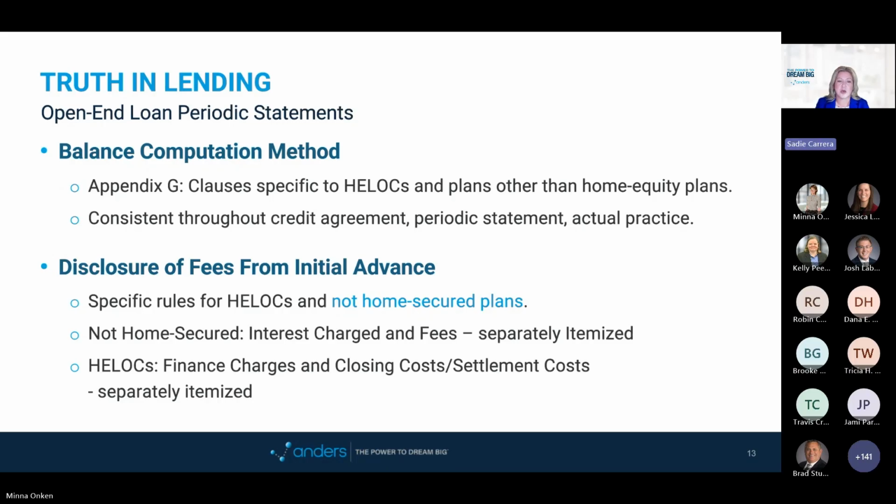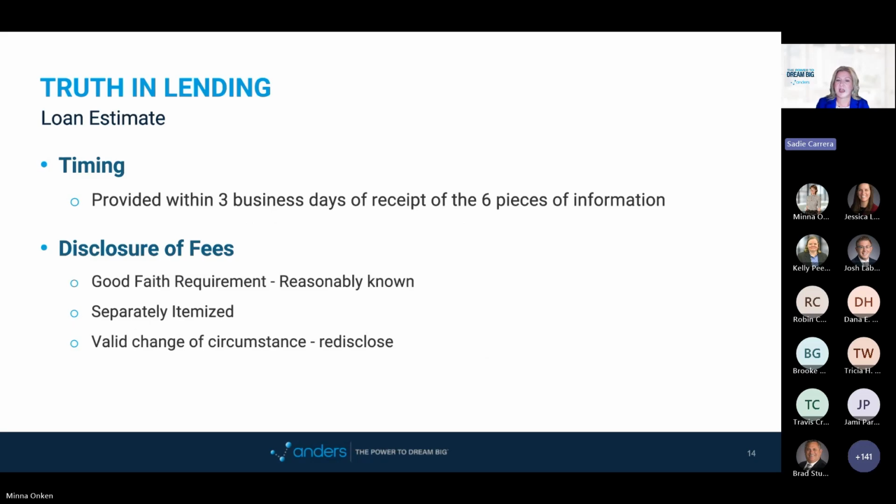That brings us to the loan estimate, which we commonly refer to as the LE. And we're going to start with the timing of LEs. The timing for LEs is kind of still an issue we're seeing during our reviews. They're not being provided in a timely manner.